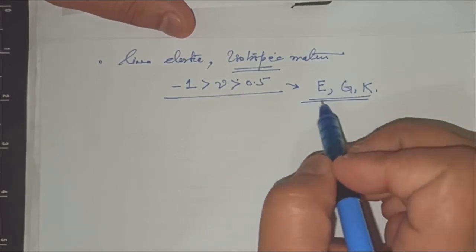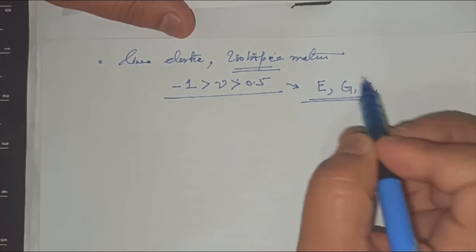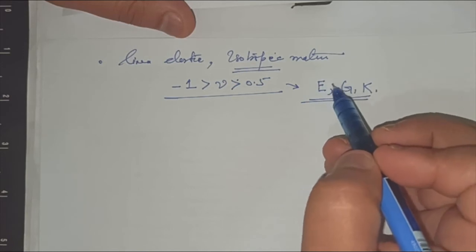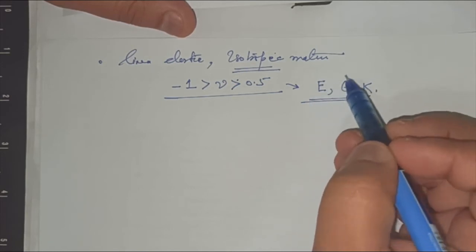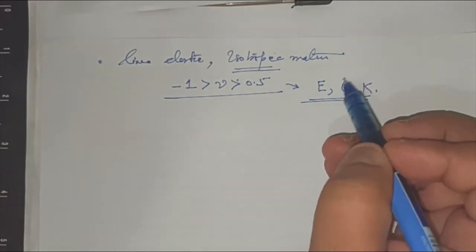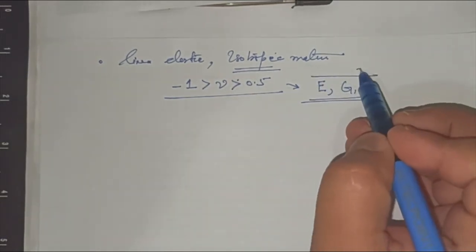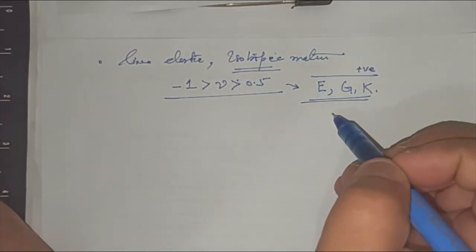There is some kind of relationship between them. To maintain that relationship, they must remain positive in nature, because these are the Young's modulus, the bulk modulus and the shear modulus. So they remain positive throughout. So that's why this condition occurs. We'll talk about this further.